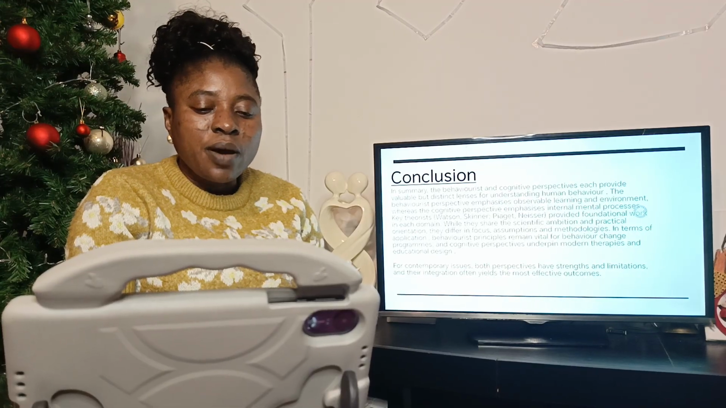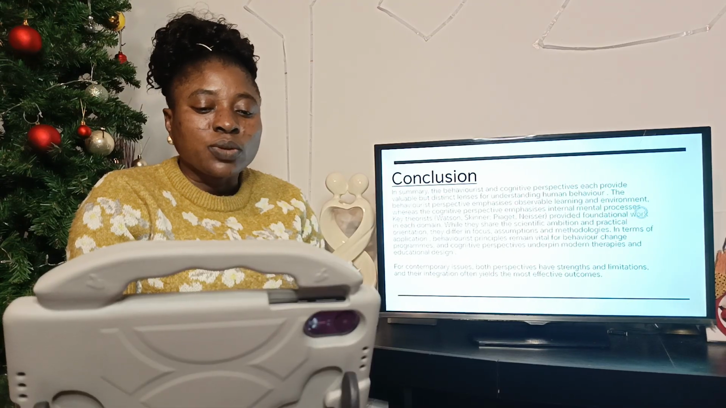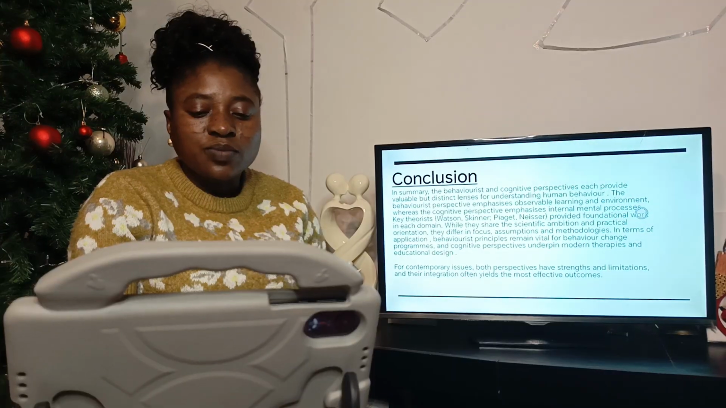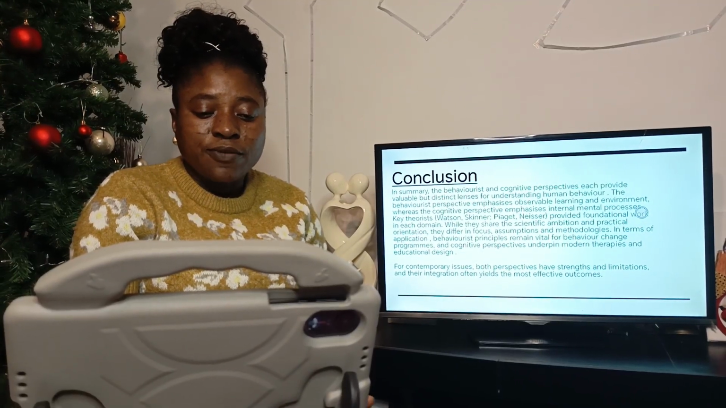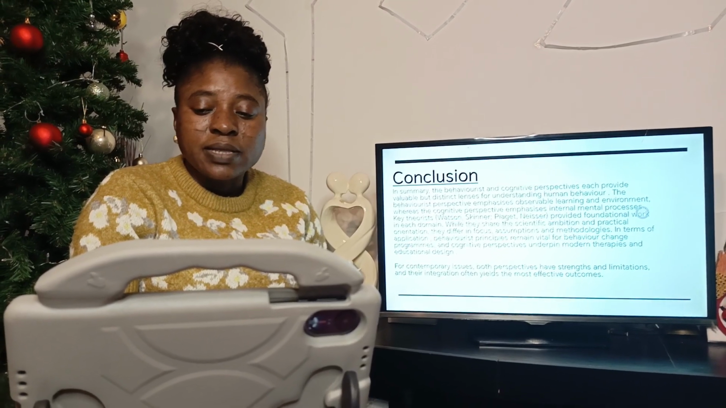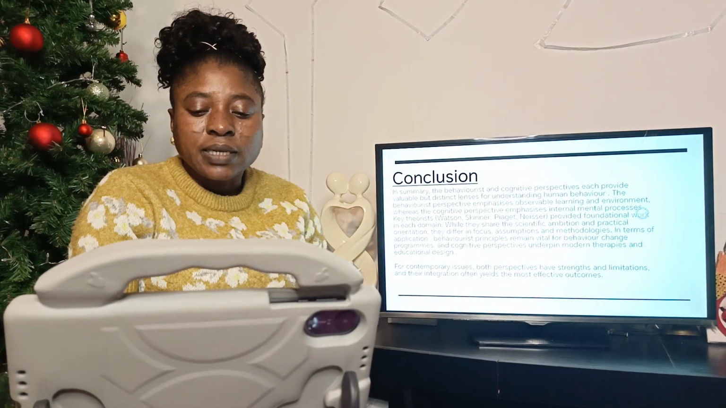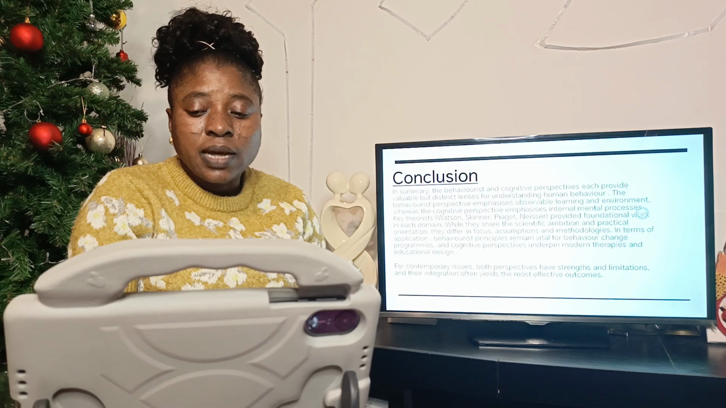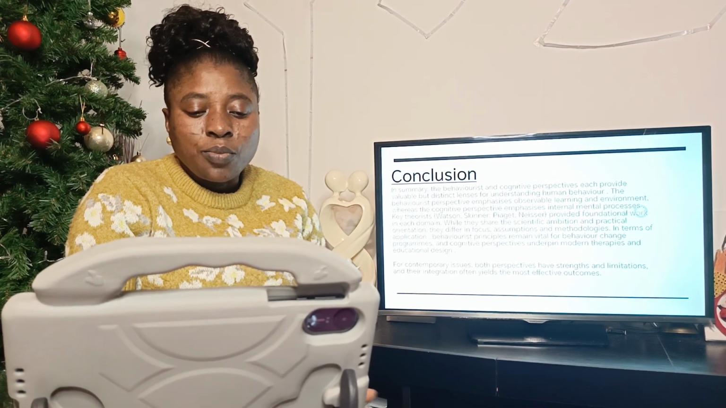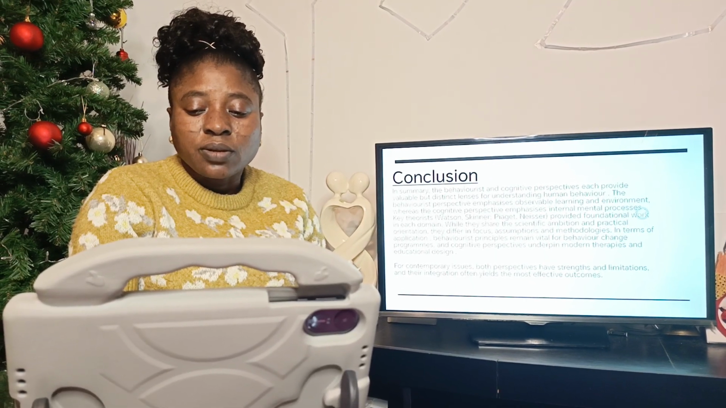Conclusion. In summary, the behaviorist and cognitive perspectives each provide valuable but distinct lenses for understanding human behavior. The behaviorist perspective emphasizes observable learning and environment, whereas the cognitive perspective emphasizes internal mental processes. Key theorists: Watson, Skinner, Piaget, and Neisser provided foundational work in each domain. While they share scientific ambition and practical orientation, they differ in focus, assumptions, and methodologies.